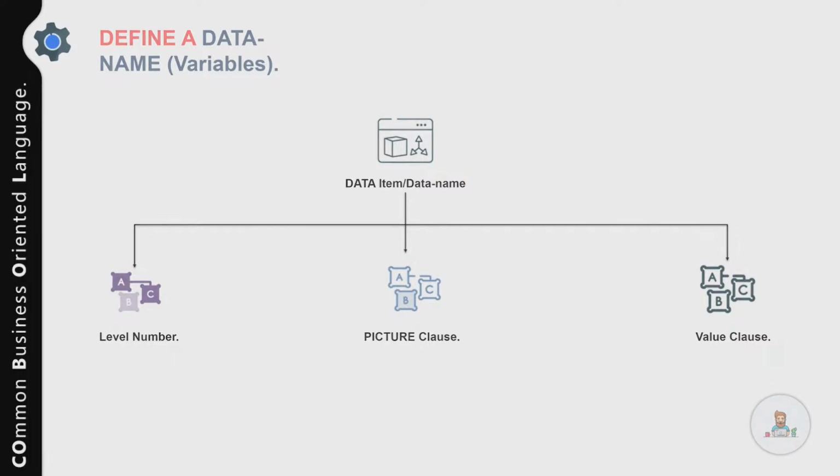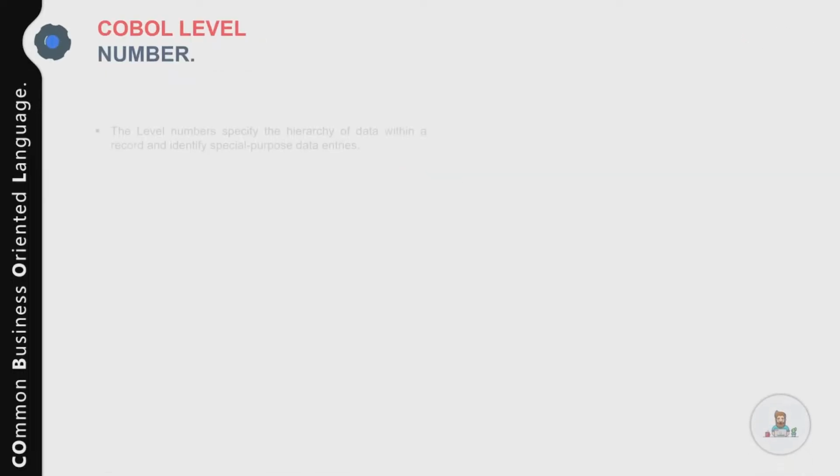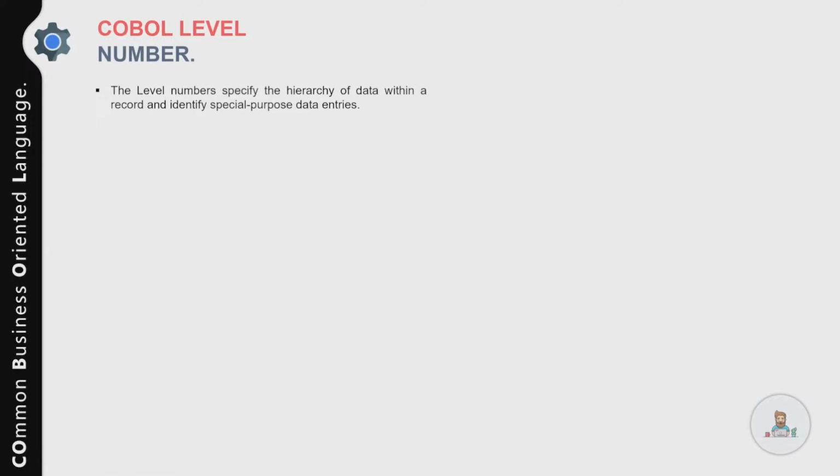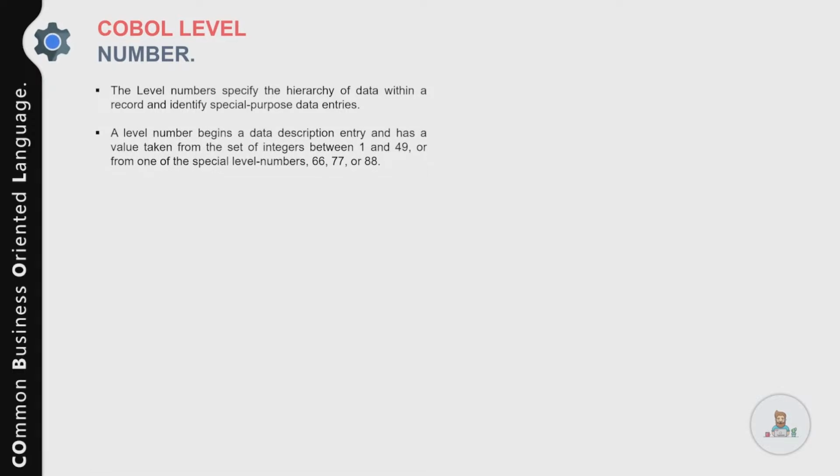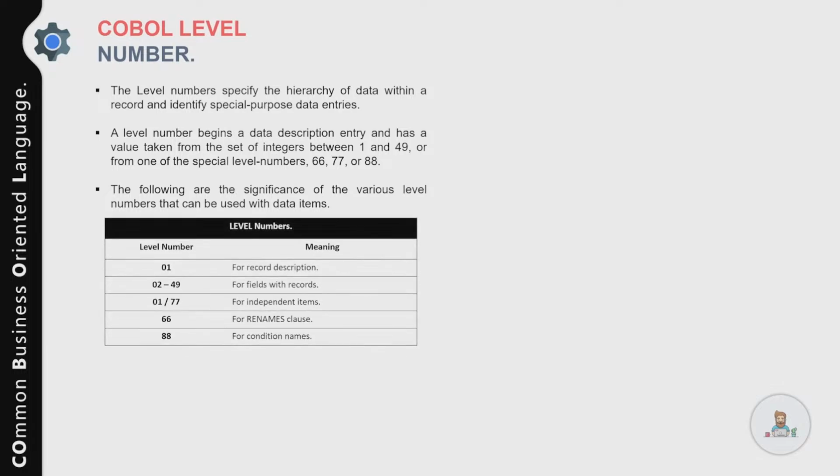Now let's talk about level numbers in COBOL. By definition, the level numbers specify the hierarchy of data within a record, and they also identify special purpose data entries. A level number begins a data description entry and has a value taken from the set of integers between 1 and 49, or from one of the special level numbers, that is 66, 77, or 88. The following are the significance of the various level numbers that can be used to define a data item.